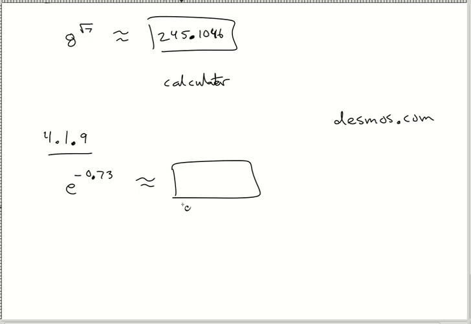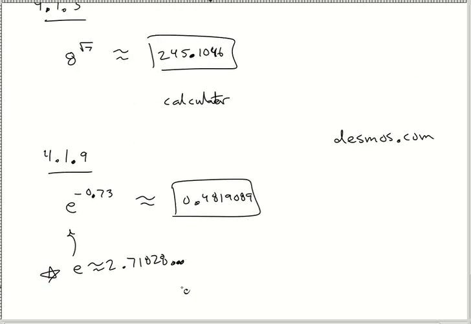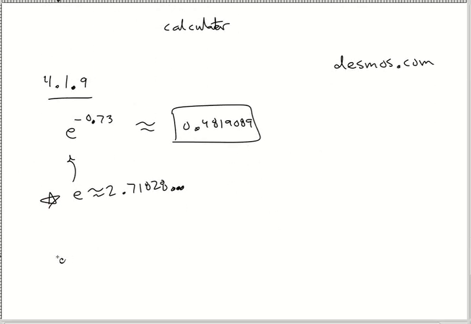Okay, so now I got e to the negative 0.73. Well, e is a special number. E is approximately 2.71828, and so on. It'll keep going on and on. Kind of like pi goes on forever, e will go on forever. And I put this into my calculator, and I got 0.4819089. Round to whatever decimal place they're looking for. So, there you go. Do you have a calculator that does this? Great. Now we're going to keep moving.